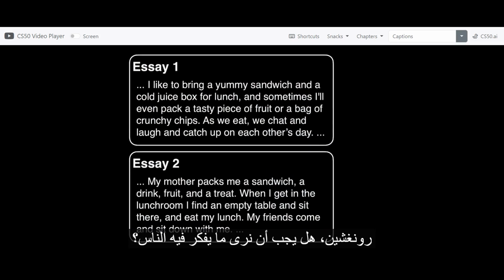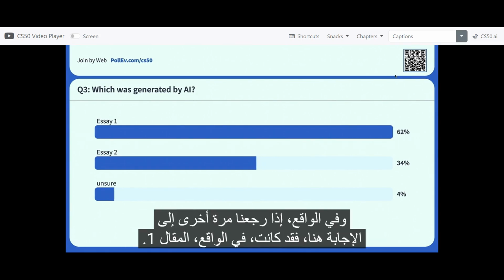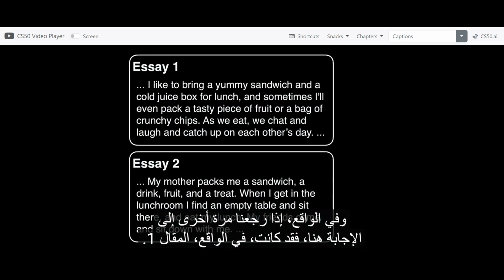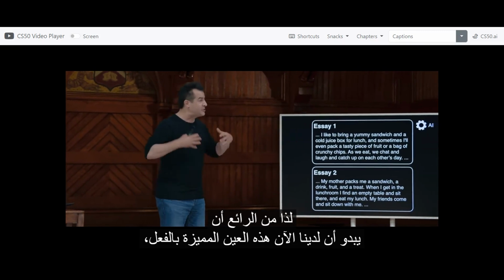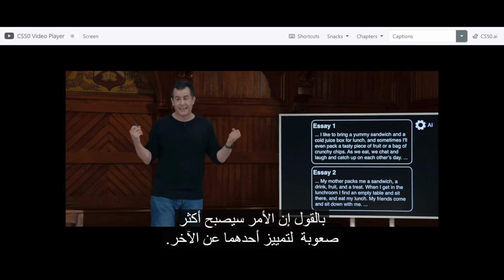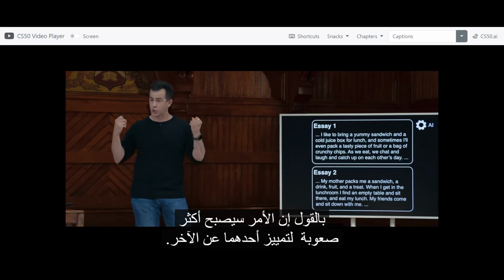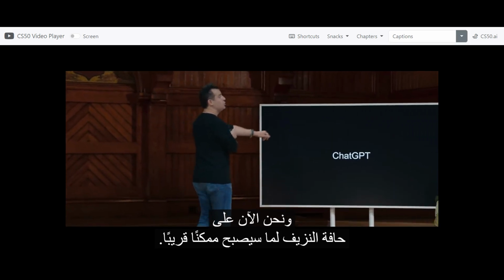Rongshin, should we see what folks think? It looks like most of you think that essay 1 was generated by AI. And in fact, if we flip back to the answer here, it was, in fact, essay 1. So it's great that we now already have seemingly this discerning eye. But let me perhaps deflate that enthusiasm by saying it's only going to get harder to discern one from the other. And we're really now on the bleeding edge of what's soon to be possible.